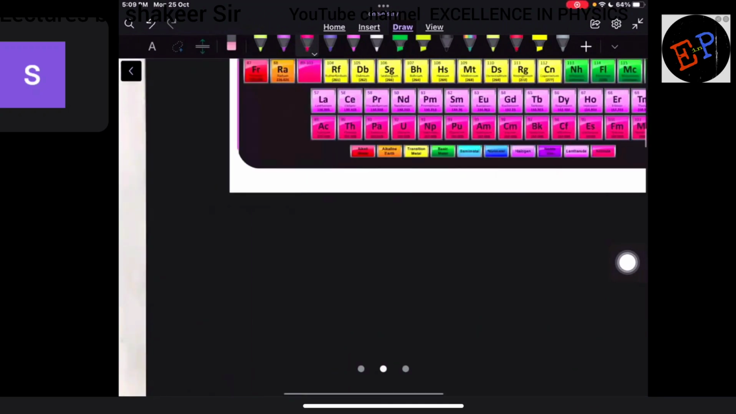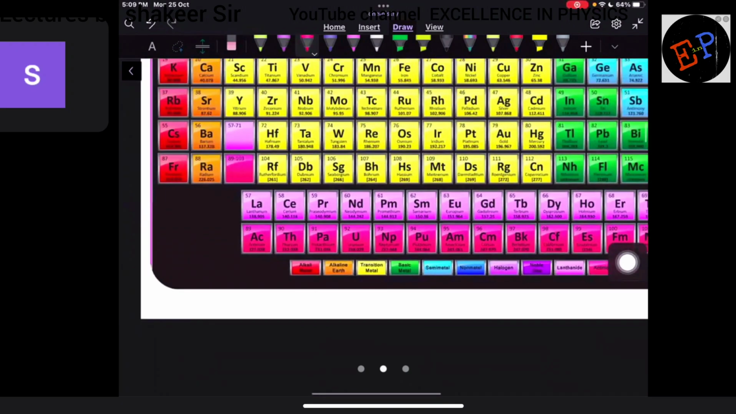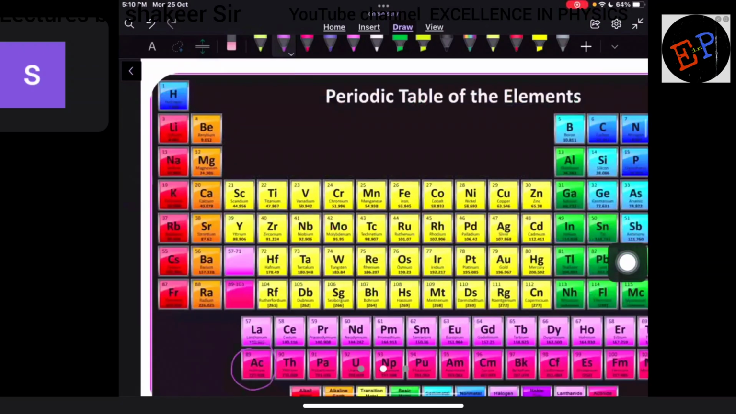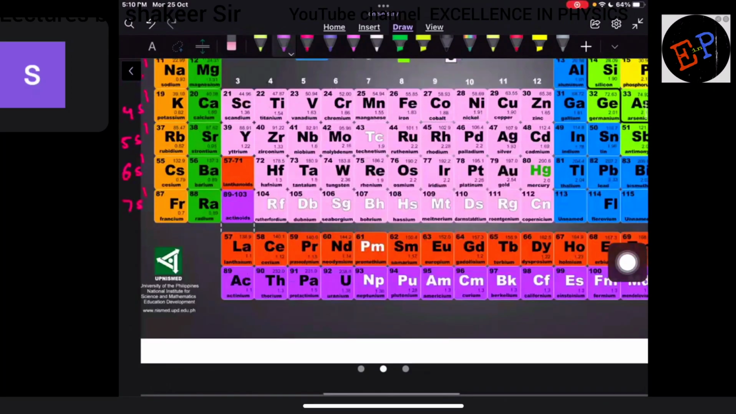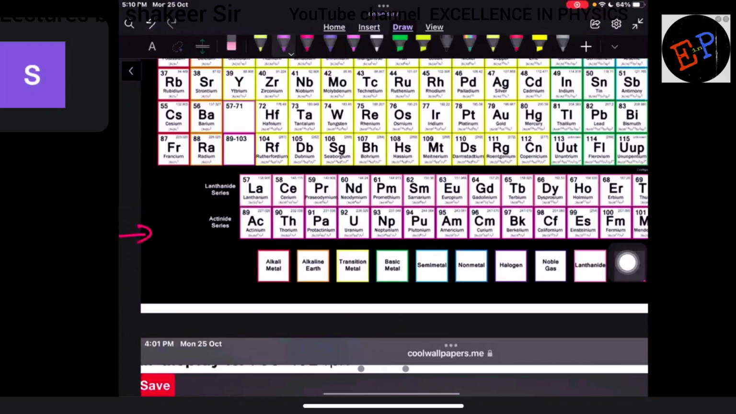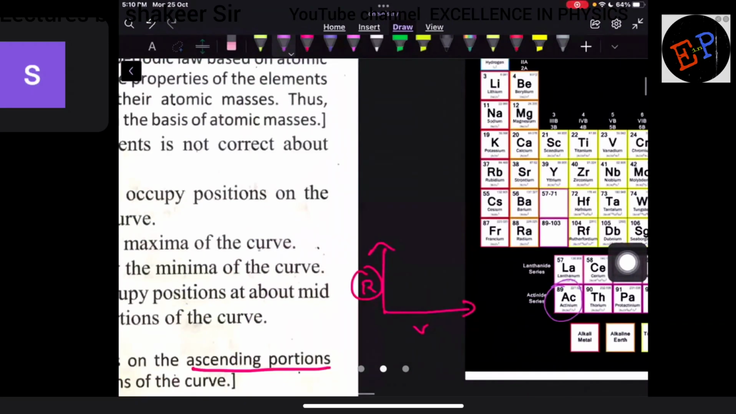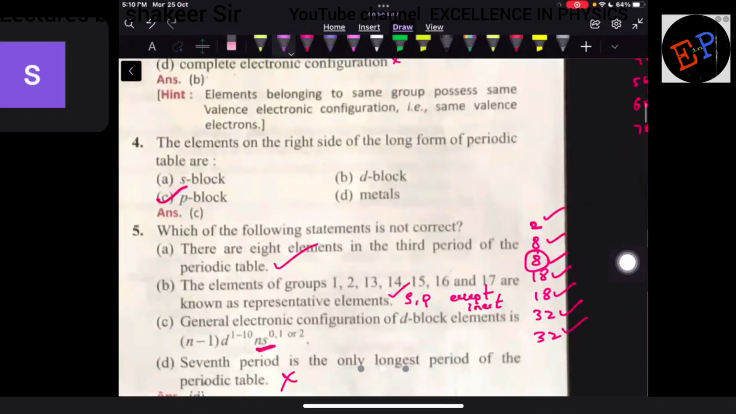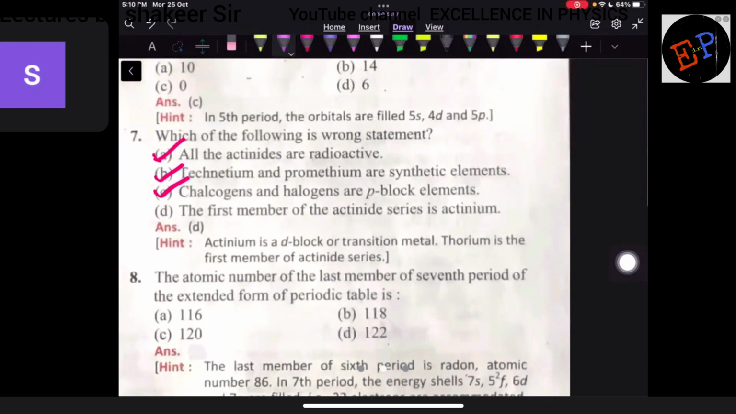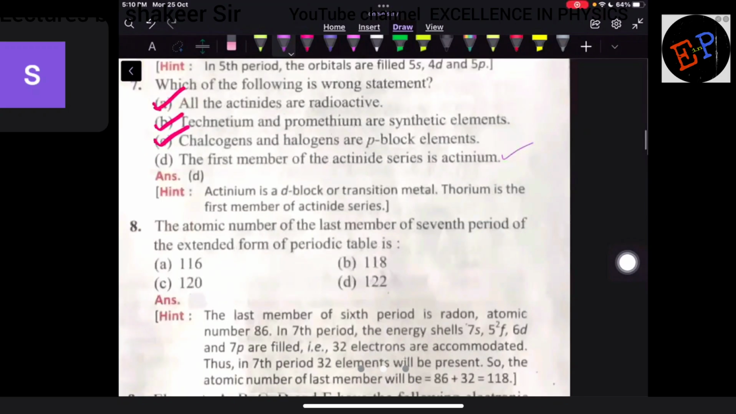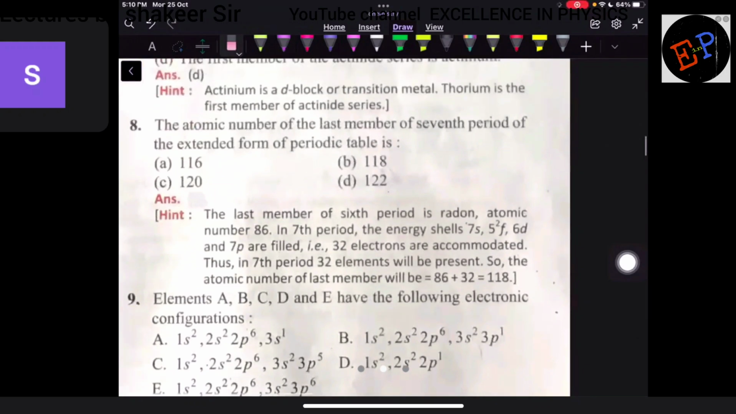So see here, this person has included actinium also in the 5f series. If you see one more periodic table, this person also has included it. But in the textbooks, you will see that actinium is not included in this. Are you able to understand now? So you should not say that actinium also belongs to actinides. It doesn't belong to actinides. So this is my answer, D. Now see the eighth question.